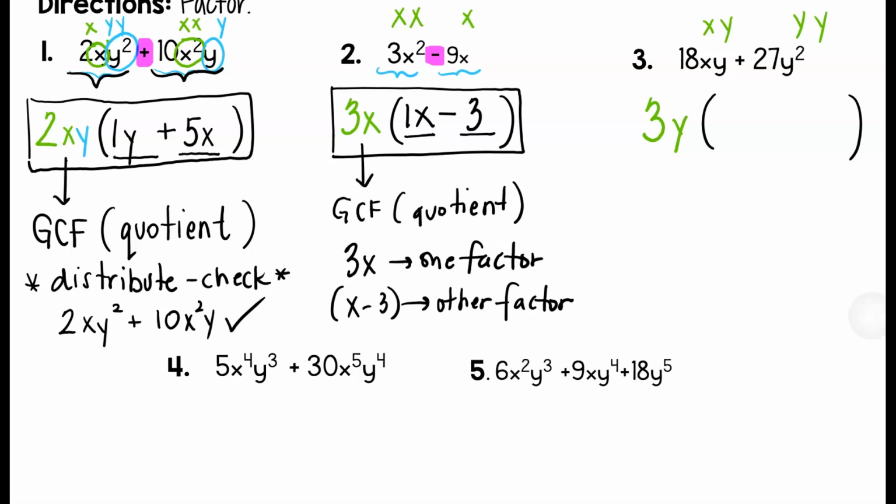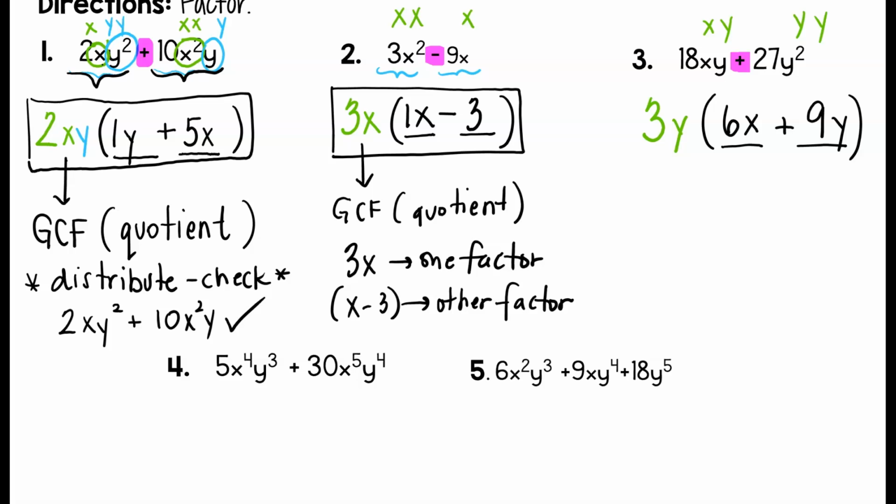The original polynomial has 2 terms, so our quotient in parentheses will also have 2 terms. 18 divided by 3 leaves us with 6. The x remains because there's no x to divide it by, and the y will go away because y divided by y is 1. Now we have a positive second term, and a positive divided by a positive will result in a positive. 27 divided by 3 is 9. Y squared divided by y leaves us with 1y.